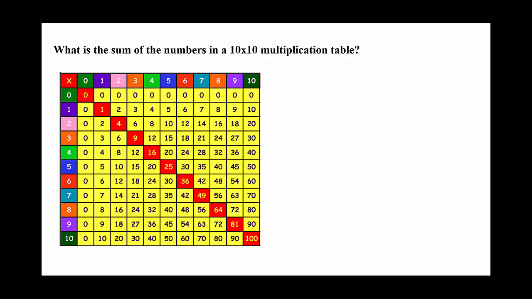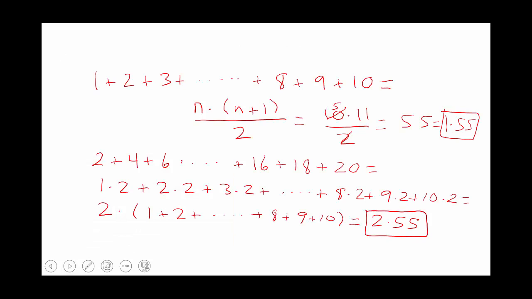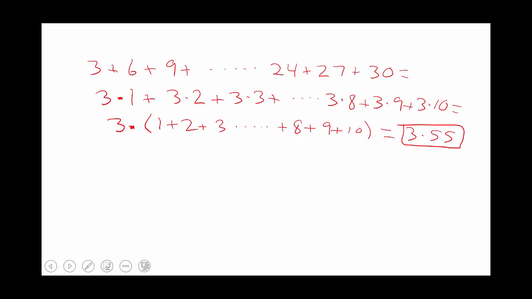Yep. And then we go to 6, it's going to be 6 times 55, same thing. We'll factor out the 6. And then 7, same thing, factor out the 7, it's going to be 7 times 55. Yep, and we'll just keep doing that until we finally get to the 10, where we factor out the 10. 10 times the sum of the numbers from 1 to 10, or 10 times 55. So let's go ahead and do it.